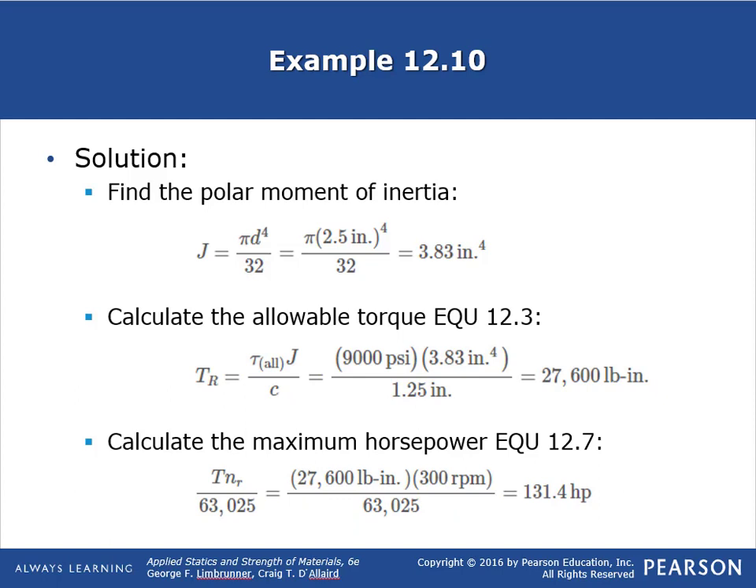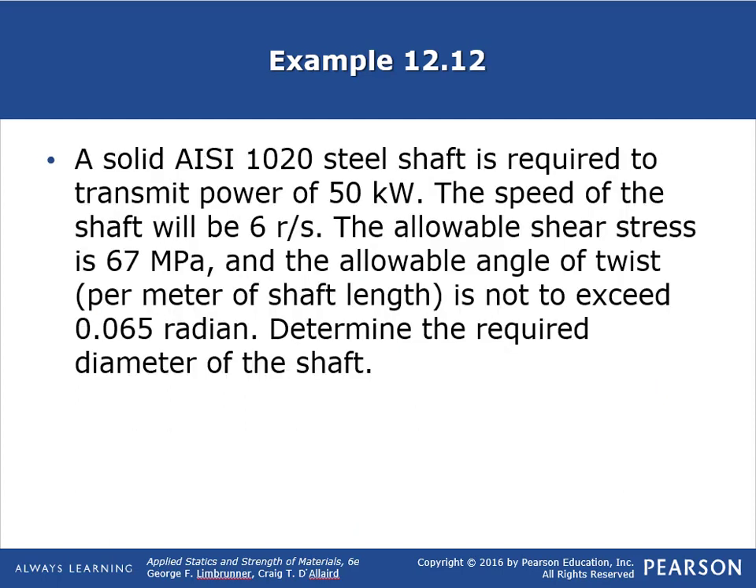Okay, for our last example, we have a solid steel shaft, AISI 1020, required to transmit a power of 50 kilowatts. The speed of the shaft is 6 revs per second. The allowable shear stress is 67 MPa, and the allowable angle of twist per meter of shaft length is not to exceed 0.065 radians. Determine the required diameter of the shaft.